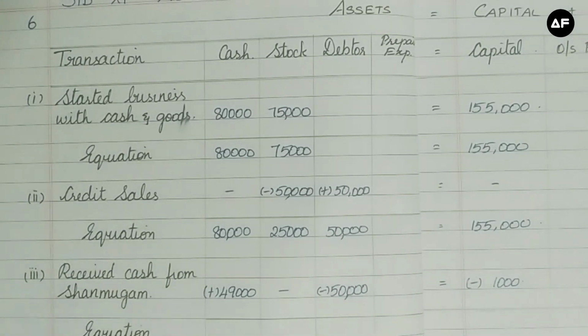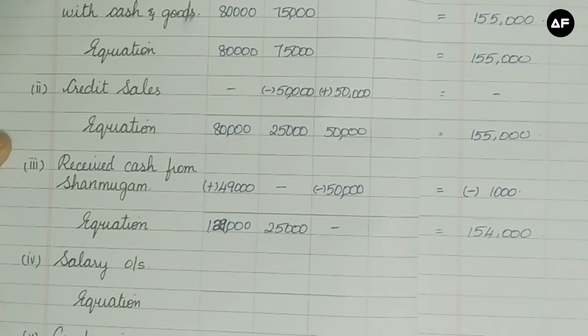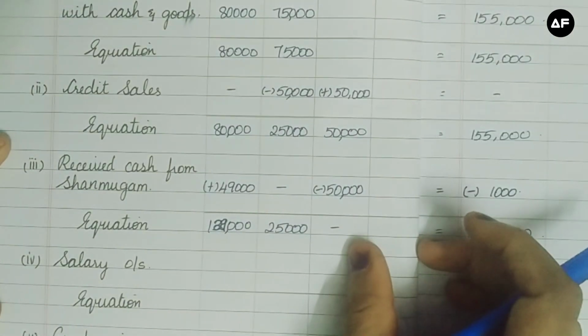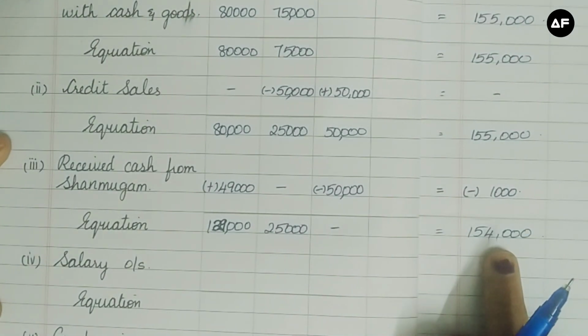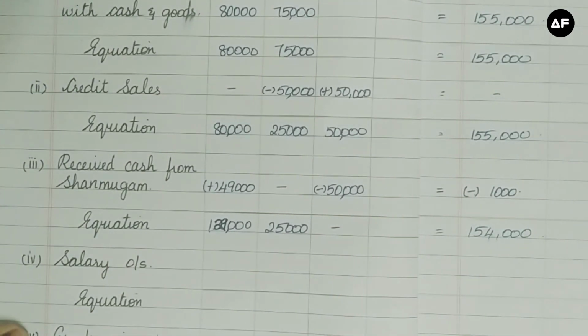So next we are going to get the equation for this. The balance which I get in the equation for the cash column is 1,29,000, stock is 25,000. There is no debtor because he has been settled, and after the subtraction of 1,000 rupees, I get 1,54,000. So when I add up 1,29,000 and 25,000, I'll get a total of 1,54,000.